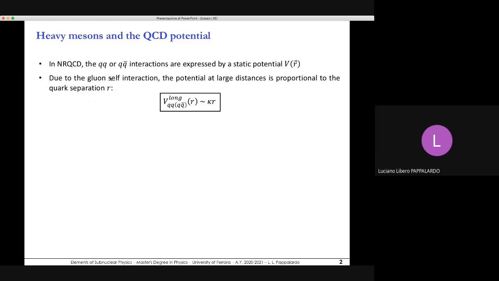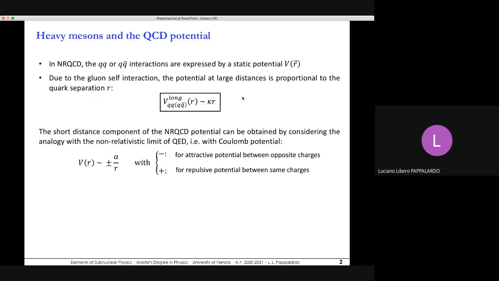And as we have seen yesterday, due to the gluon self-interaction, the potential at large distances is proportional to the quark separation. So it is proportional to kR, where k is the string tension, which is of the order of 1 GeV over fermi. Now, what about the short distance component? So this is the long distance component, for a quark pair or quark-antiquark pair. So what about the short distance?